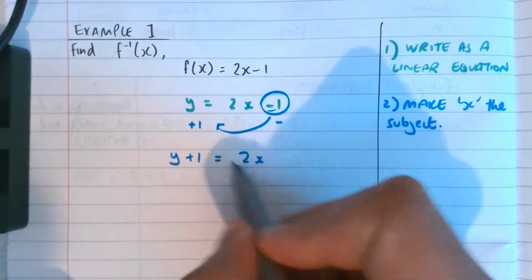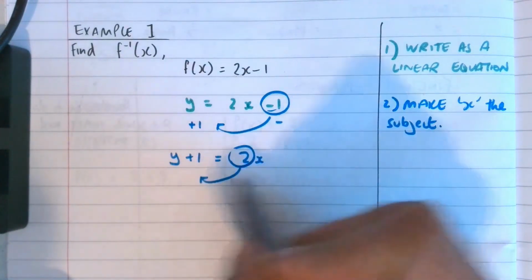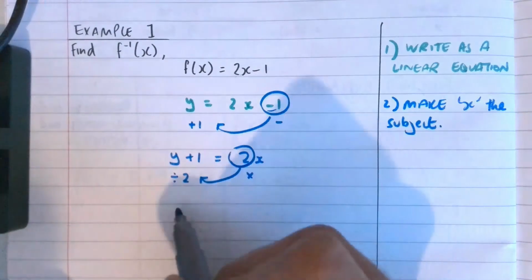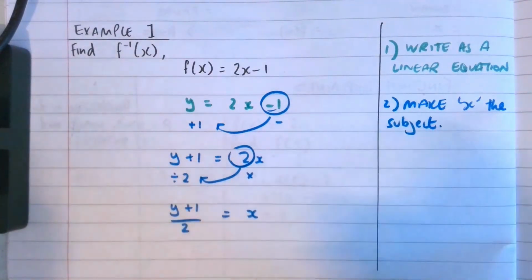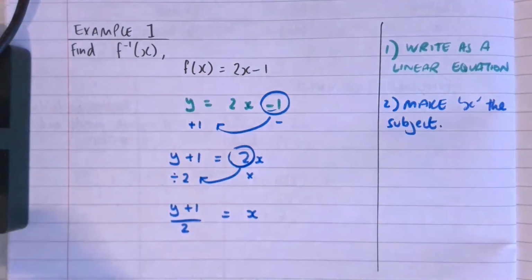Then I'm going to move the 2. The 2 is joined to the x by multiplication. When I move it, it divides. So the final expression, the final bit is going to be y plus 1 all over 2 equals x.